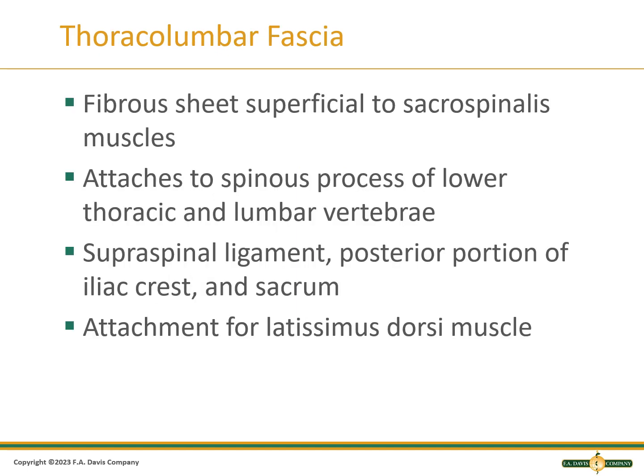The shoulder joint also involves the thoracolumbar fascia, which is a fibrous sheet superficial to the sacrospinalis muscles that fans out for this large origin for our latissimus dorsi. It attaches to the spinous processes of our lower thoracic and lumbar vertebra and the supraspinal ligament, posterior portion of the iliac crest, and sacrum. So that spans a pretty large region, and you can understand how it fans out coming from the spine out to the pelvis. And again, it serves as the origin for the latissimus dorsi muscle.